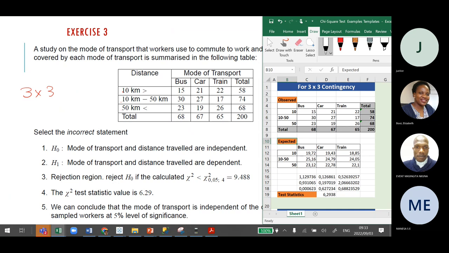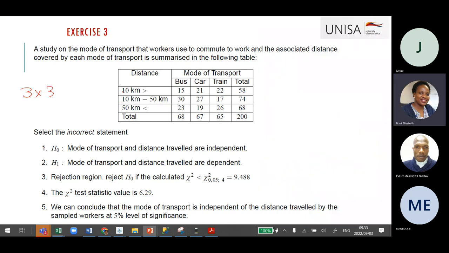It's correct. That is correct. Then if this is correct, it means number two is also correct. Number three, the region of rejection. They're asking you to find the critical value.